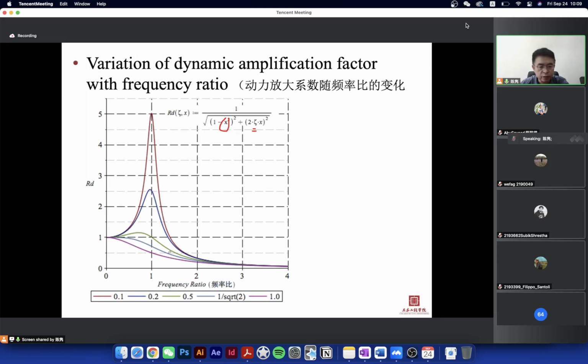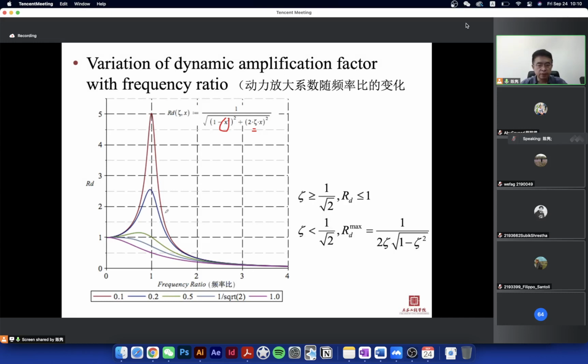And this one is very interesting. This is 1 divided by square root of 2. And this one is damping ratio 1. Okay? So this is the variation of the RD curve with frequency and with damping. Again, this curve is very important for understanding the behavior of an SDOF system subjected to dynamic loading, harmonic loading. So this is a very important curve.